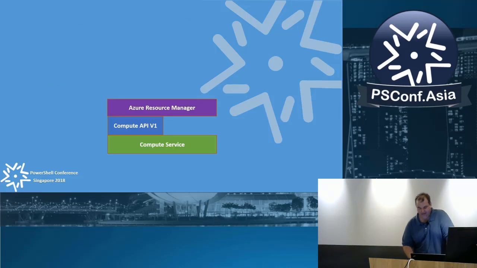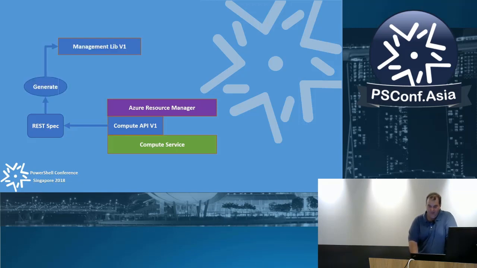So this kind of works like this. When the compute service first came out, we'll say it had an API that's at version 1. And so we create a REST specification for that API, so a formal document describing the API. And from that, we use the AutoRest generator to generate management libraries, including the .NET management library. And then we write commandlet code on top of that management library.